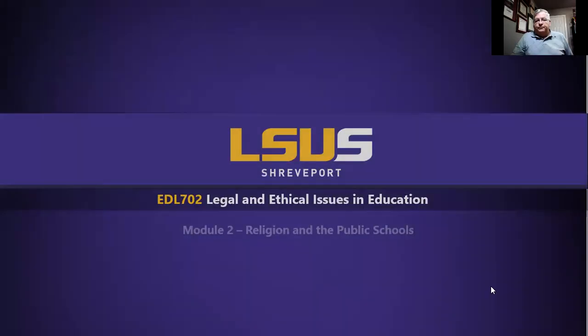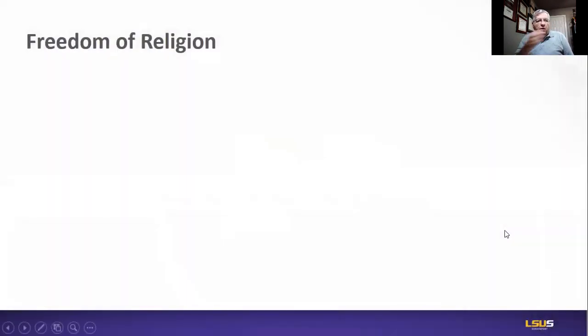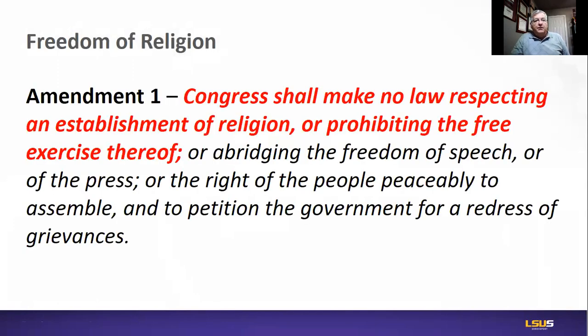And here we go. Legal and ethical issues in education. This is Module 2, religion and the public schools. So I think it's important to know that religion was important to the founding fathers. It was the first item that was mentioned in the Bill of Rights. So here's Amendment number 1: Congress shall make no law respecting an establishment of religion or prohibiting the free exercise thereof.